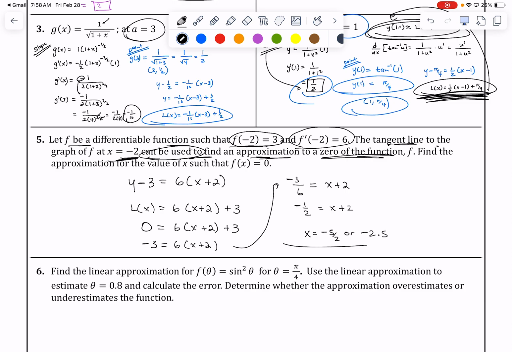5/2. Negative 5/2 or negative 2.5. So that would be an approximation for the 0 of the function. And the reason you would do this is because maybe you don't know what the original equation is. Wait, so do we have to do this squiggly line or no? Yeah, it should be x is approximately, thank you. It was an approximation, you're correct.